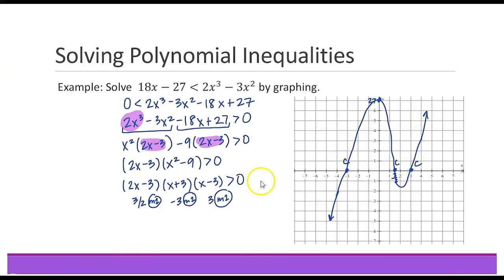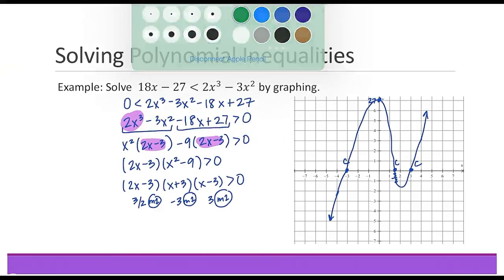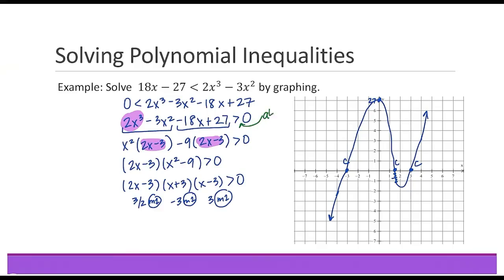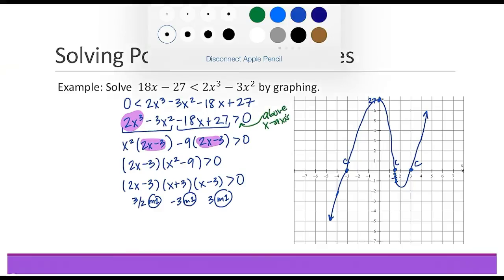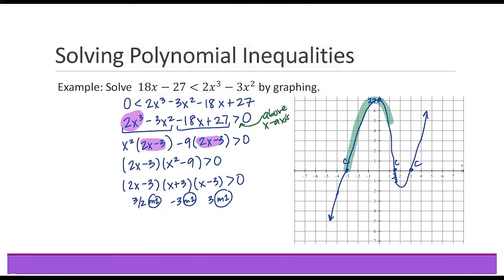So what we are looking for is, where is this polynomial greater than 0? So if I do this by graphing, the way that I want to think about it is, where am I above the x-axis, right? Greater than 0 is above the x-axis. So if we highlight those regions, I'm above the x-axis between these two x-intercepts, -3 and 3/2, and I'm above the x-axis beyond this x-intercept of 3. So that's why we really need the x-intercepts. That's where we can possibly change from above to below the x-axis.